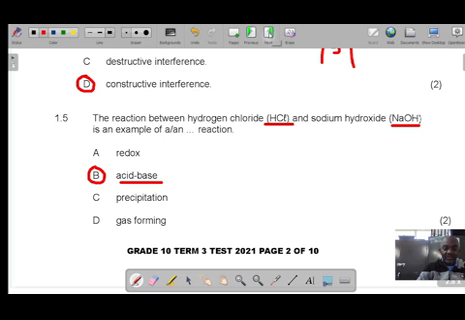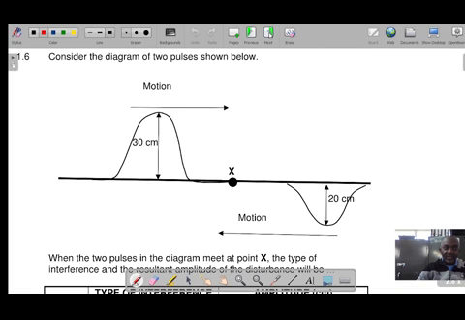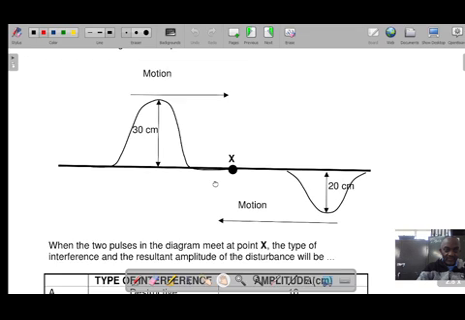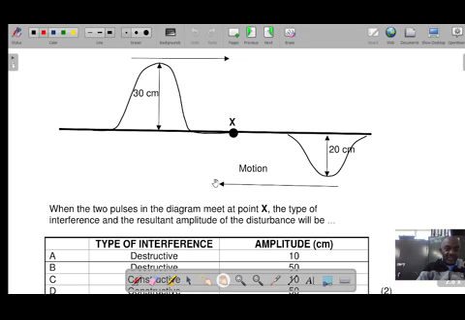Hope we are together. Next, consider the diagram of two pulses shown below. This one is moving in this direction, as you can see. What about the one here? Moving to the left, and here to the right. They both meet at point X, okay? That's what they want us to consider. They say that when the two pulses in the diagram meet at point X, the type of interference and resultant amplitude of the disturbance will be.